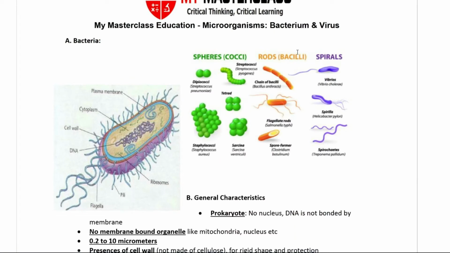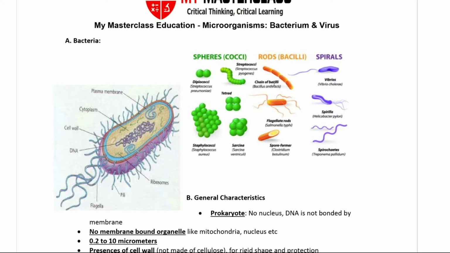Hi students, today we are going to be talking about microorganisms, basically bacteria and viruses. Bacteria is a very familiar concept to you all, for example when you have food poisoning. And for viruses, the most common thing will be the recent coronavirus or even just your normal day-to-day flu virus itself.